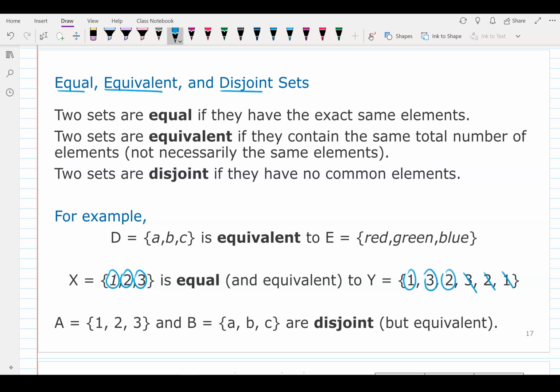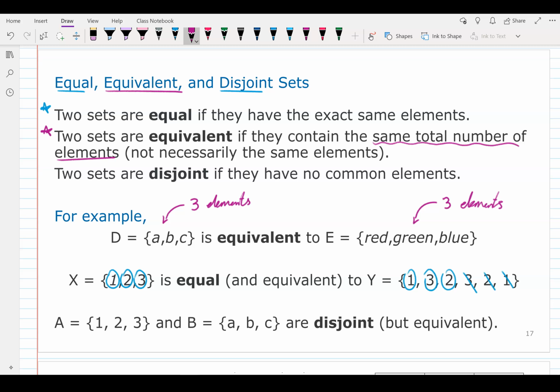So I kind of jumped ahead a bit. What does it mean to be equivalent? So two sets are equal. What about if they're equivalent? It's if they contain the same total number of elements, but not necessarily the same elements. So D equals ABC. This has 3 elements in it, once we cancel any extras, which there are no extras here, which is nice. It is equivalent to E equals red, green, and blue. That has 3 elements. So if they have the same total number of elements, they are equivalent. They do not need to be the same. They just need to be the same number of them.